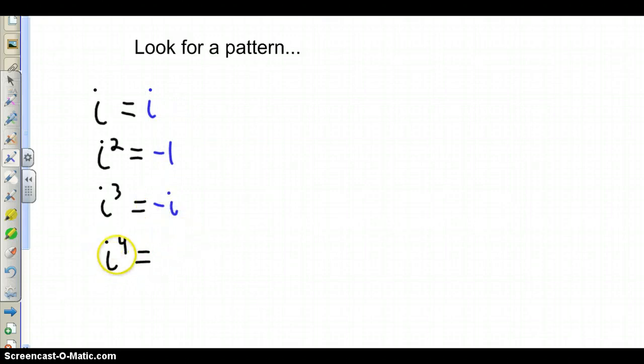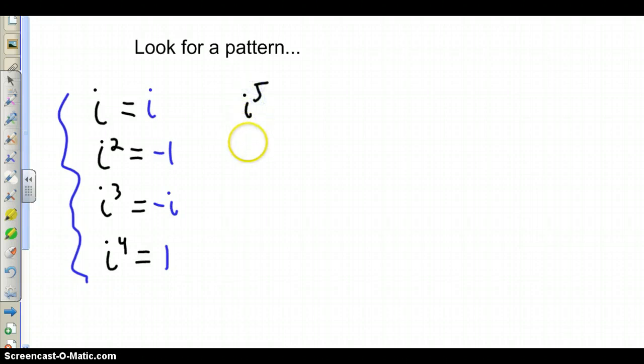I to the fourth is really what? I squared times I squared is I to the fourth, so -1 times -1 is 1. Are you seeing a pattern among these four? I hope you do. And if we go to the next four, it'd be I to the fifth, I to the sixth, I to the seventh, I to the eighth.